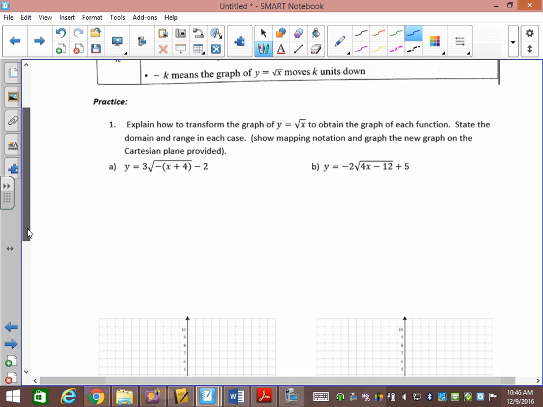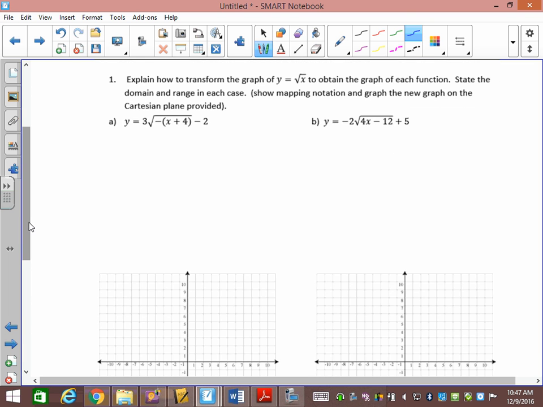So number 1, explain how to transform the graph of y equals square root x to obtain the graph of each function. State the domain and range in each case, show mapping notation, and graph the new graph on the Cartesian plane provided. So we have this here, right? You can leave it on this side. If it's with the variable, you flip it. If it's not with the variable, you keep it. Remember, we've used the same thing over and over and over.